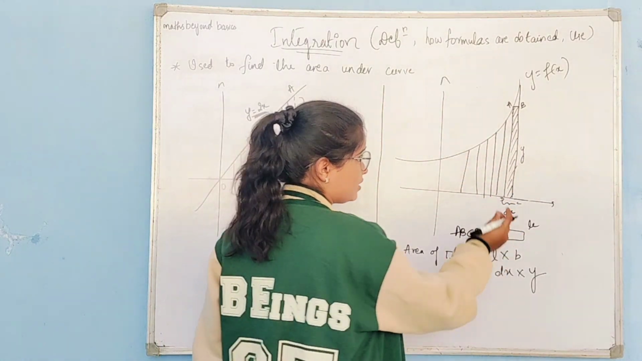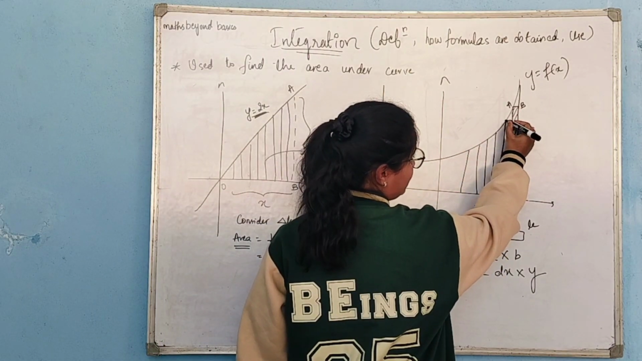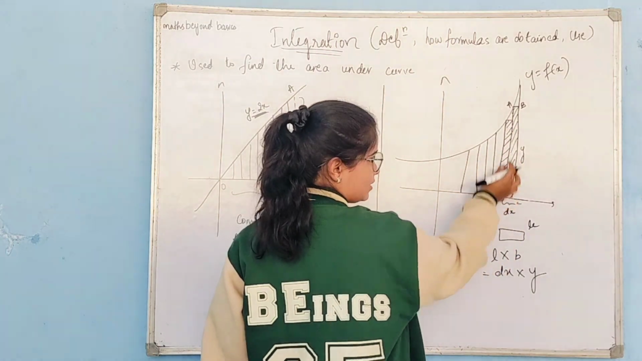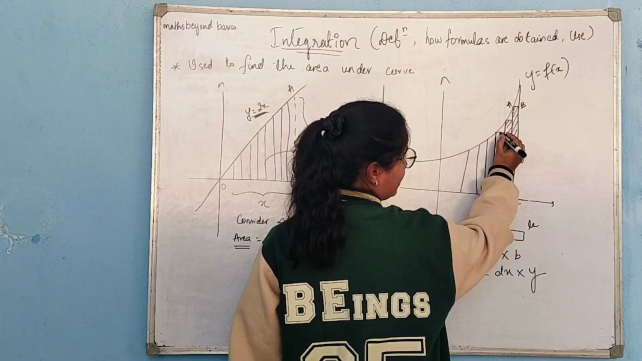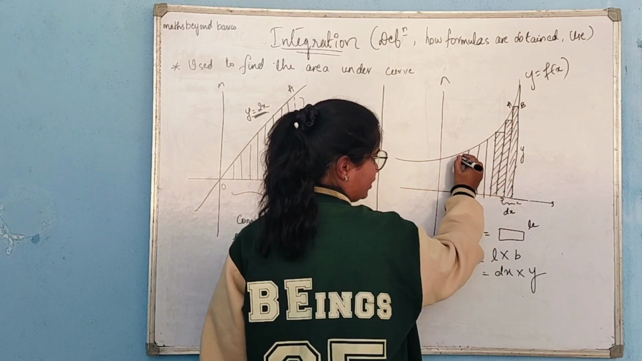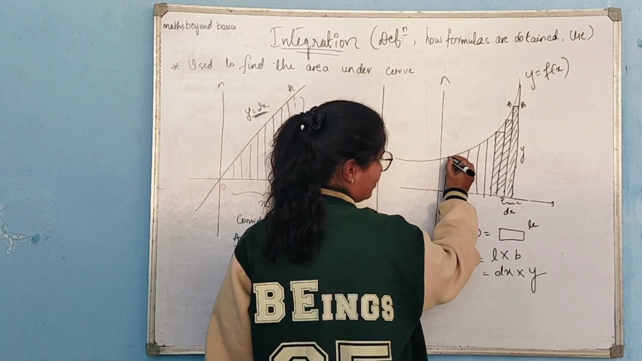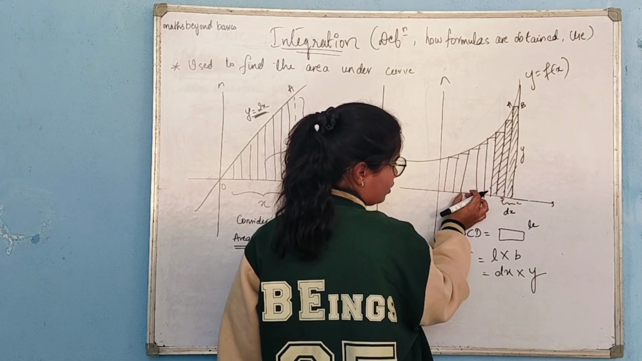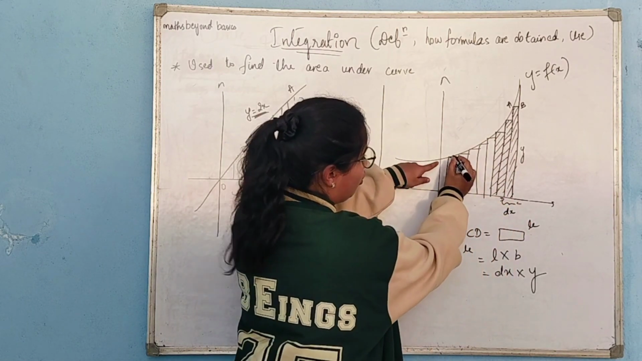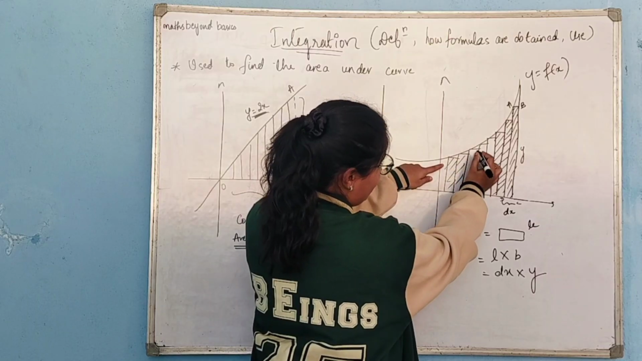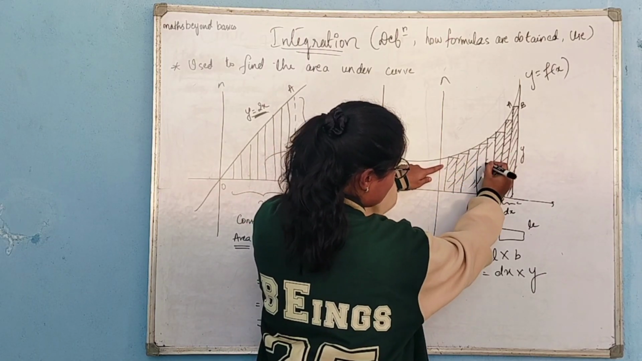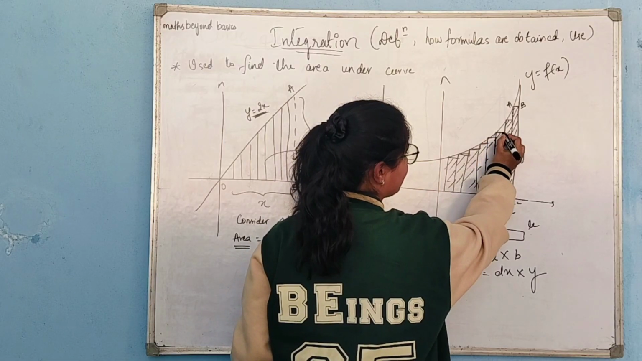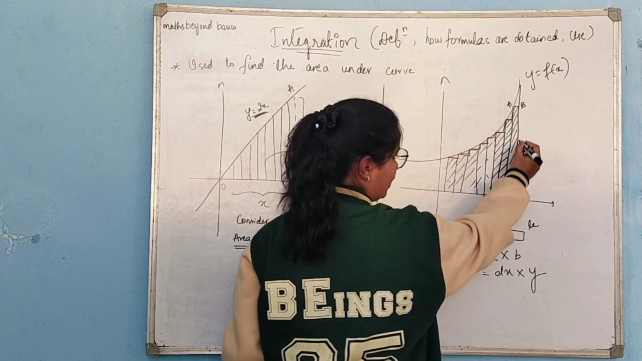Now, if I consider such stripes and join this, I will obtain another rectangle, and again I will take dx into y, and again I will consider another stripe. I will do the same with all the stripes. Then if I add all these rectangular areas, that way I am shading this region, then I will be finding the area of this particular portion. Clear?